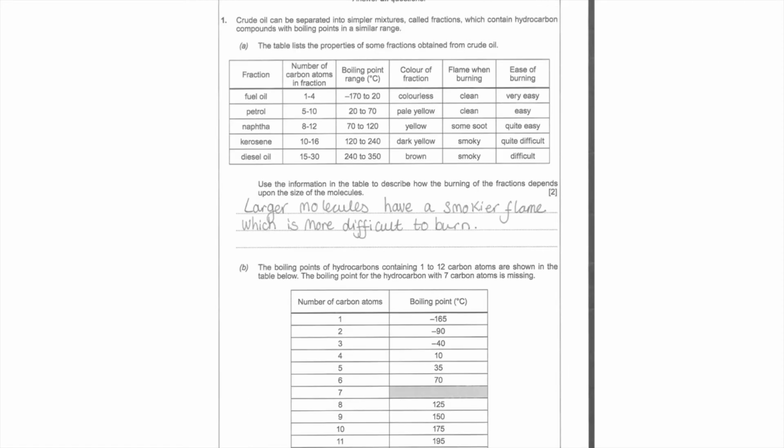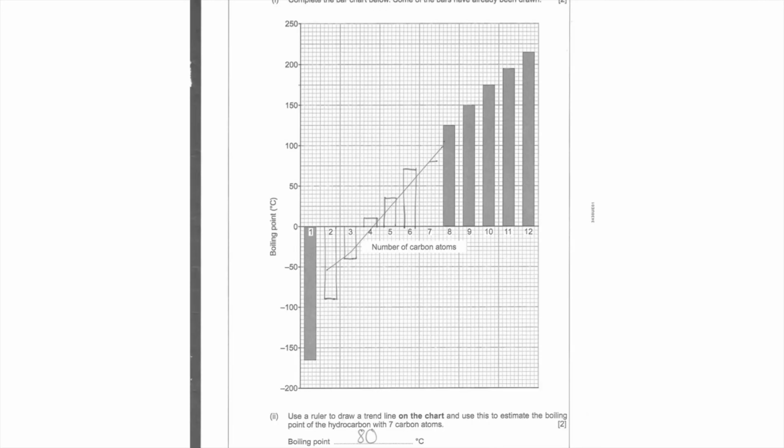Information in the table to describe how the burning of the fractions depends upon the size. So the larger the molecule, the more difficult it is to burn. Okay, it's more smoky when it burns. Okay, next question then, which is quite unusual for a higher paper, is to draw a bar graph. Okay, a bar graph of information.